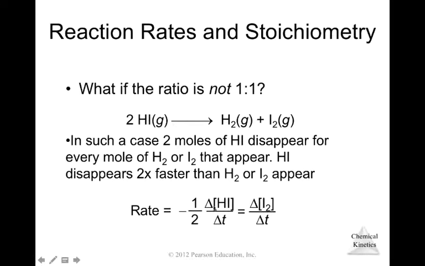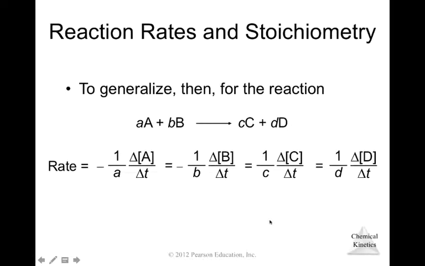So negative 1/2 delta HI over delta t is the same as the appearance of one of those products. If you want to look at this in a generalized form, then for reactant A, big A, the delta A over delta t, and 1 over little a, the stoichiometric coefficient. And since that's a reactant, it's negative because it's disappearing. Same thing with the B, and then the products, the C's and D's, are appearing, so they're positives.